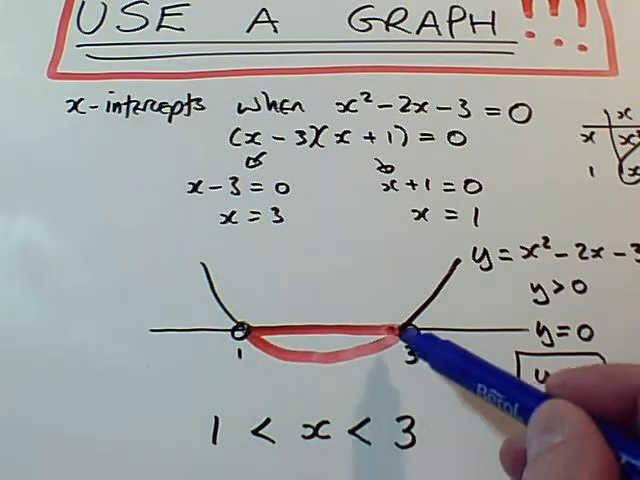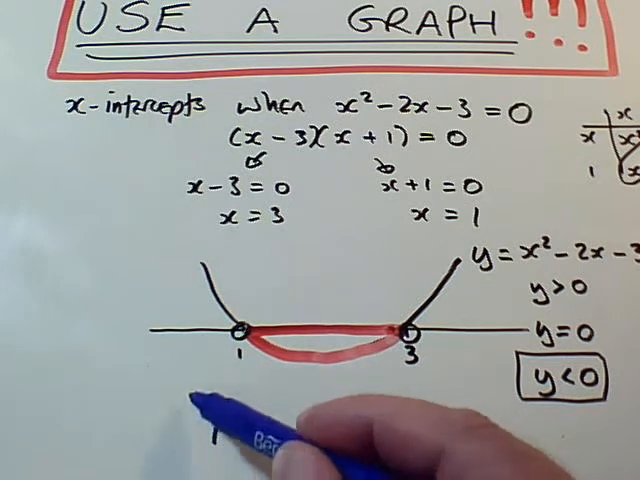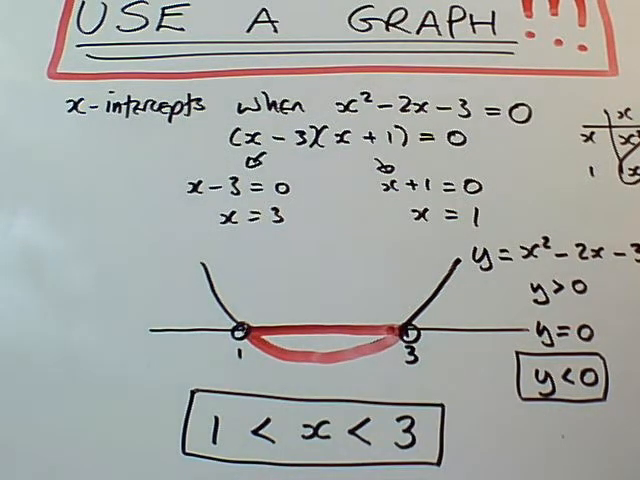There was just one highlighted section of the graph, so there's just one range of x's, so I write the answer as one range. Okay, so that's one way these things could turn out, but please do watch the video where I show you what happens when there are two ranges for the answer.